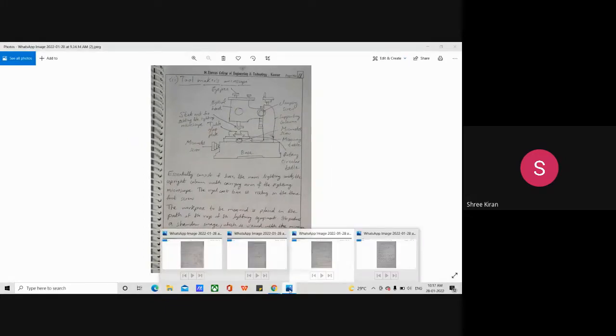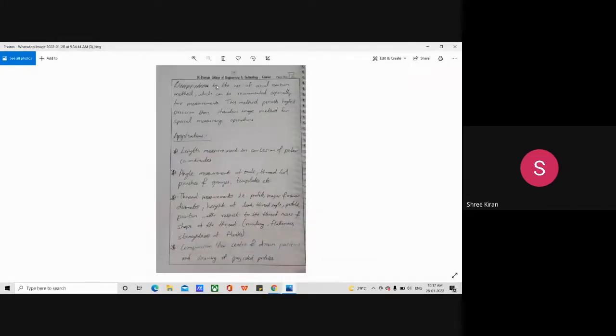By the use of the acceleration method, which can be recommended especially for measurements, this method permits higher precision than the shadow image method for special measuring operations. Mainly you can see the application: it is length measurement, Cartesian and polar coordinates, angle measurements of tools, thread tools, punches, gauges, templates, etc.